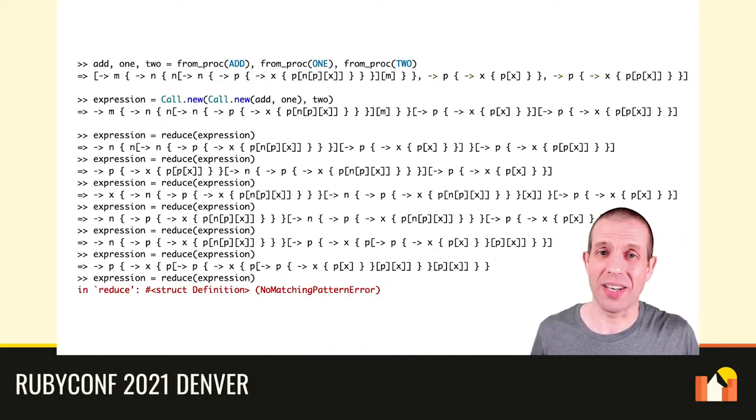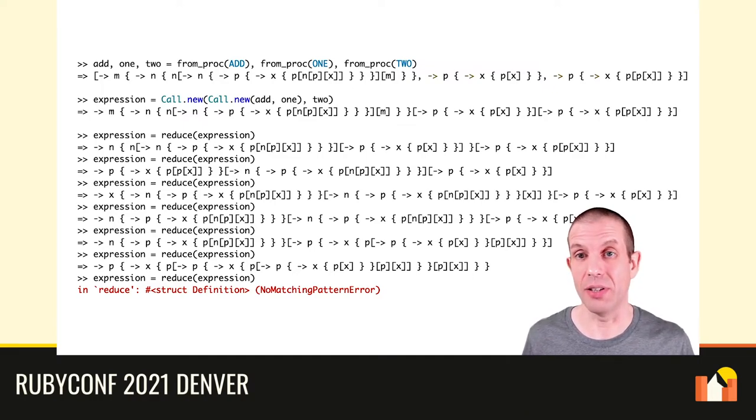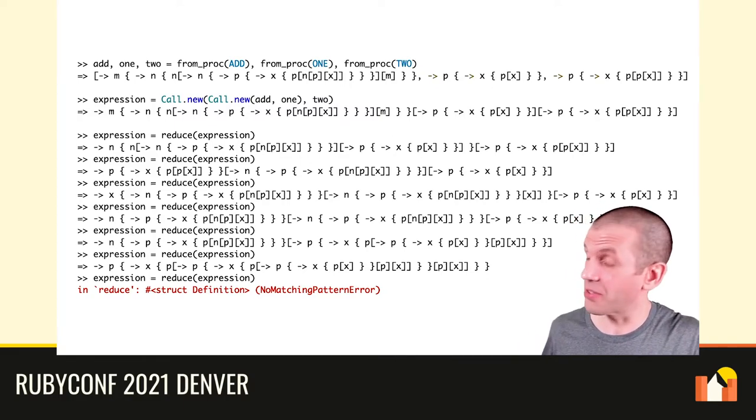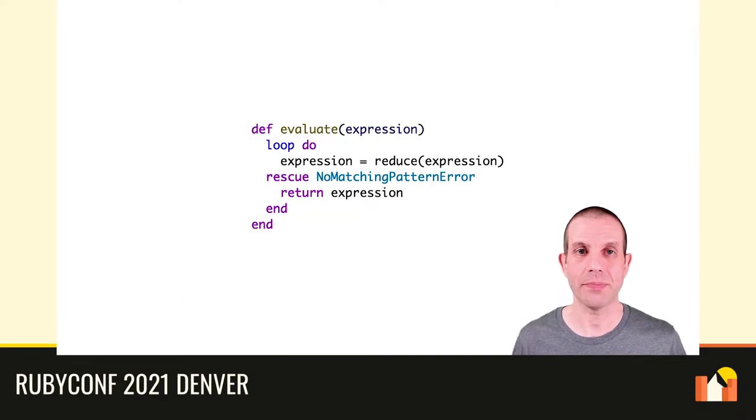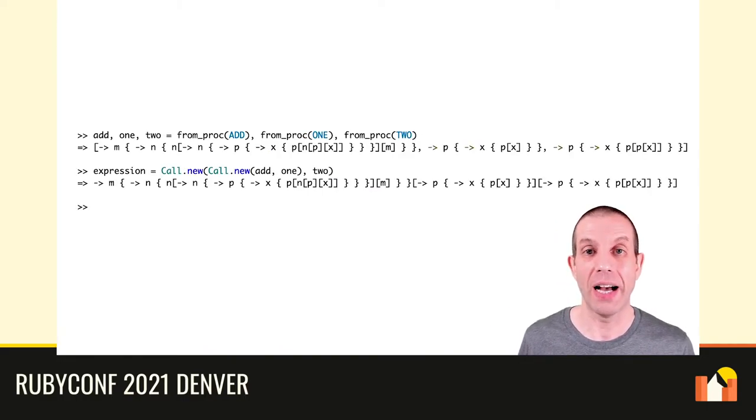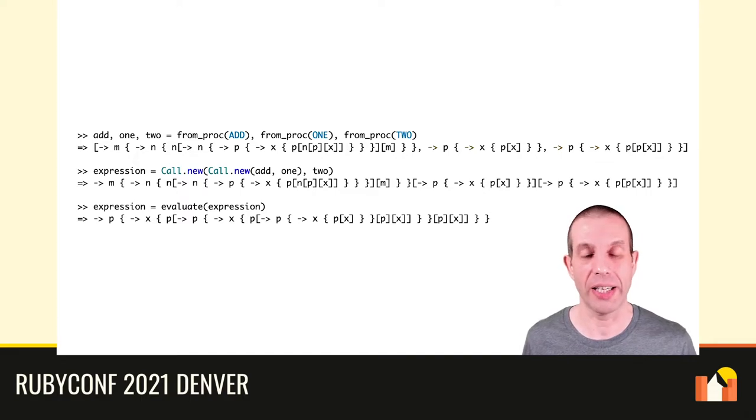You can see here that we ended up with a definition at the top level, but Church only told us how to reduce calls by doing some variable replacement on the body of the receiver, so it makes sense that we have to stop here. And that's easy to wrap up as an evaluate method. We just keep calling the reduce method until none of the patterns inside it match. And that lets us evaluate the whole thing in a single step.